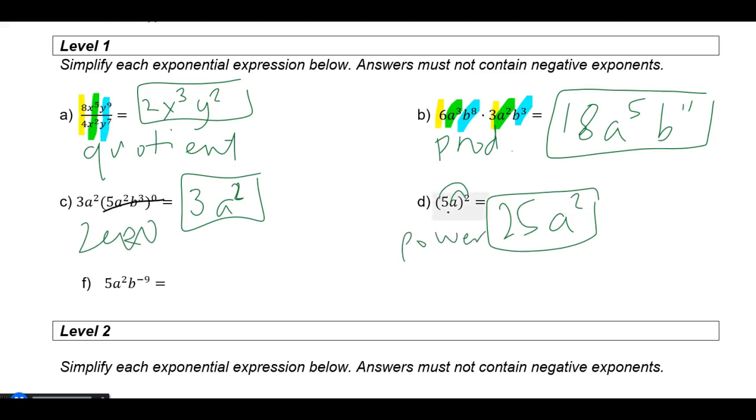Alright, the last one is the negative rule, and it says you take this and move it down. So you've got 5a squared stays on the top, and then b to the 9th on the bottom.